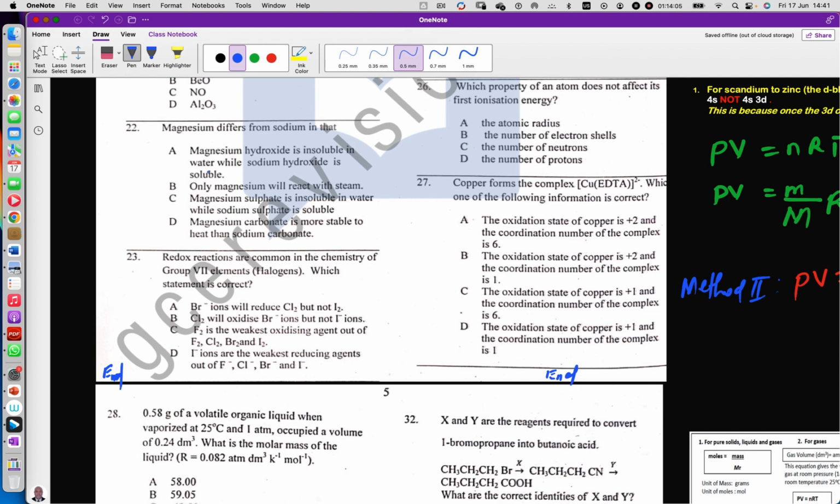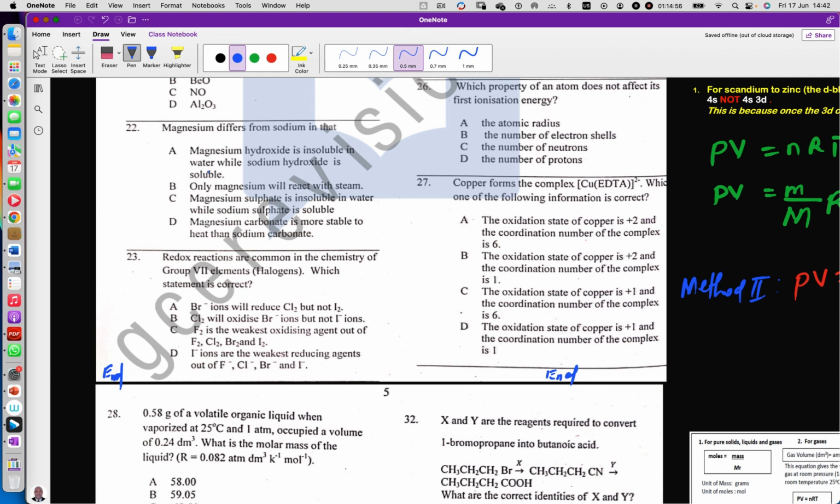The only feasible answer that shows magnesium differs from sodium is A, because the hydroxide of magnesium is insoluble in water, while sodium hydroxide is soluble. Remember, the solubility of group 2 hydroxides increases down the group, implying that magnesium hydroxide is the insoluble hydroxide. So the answer for question number 22 is A.